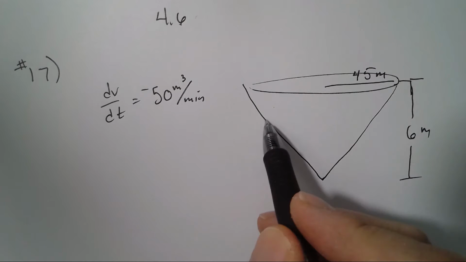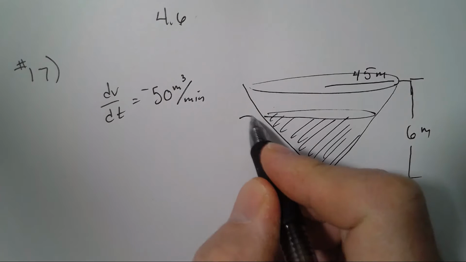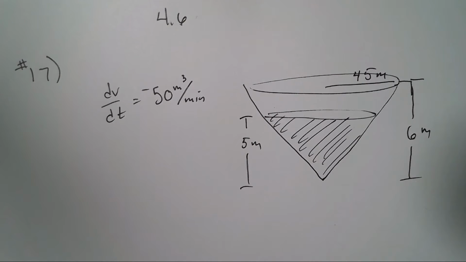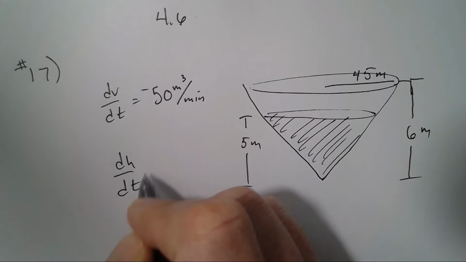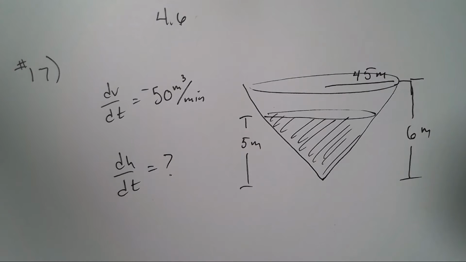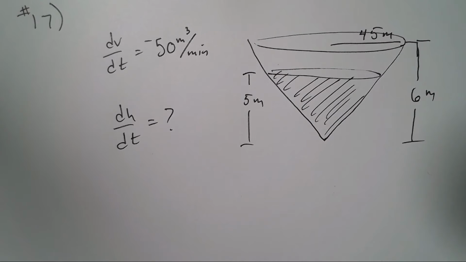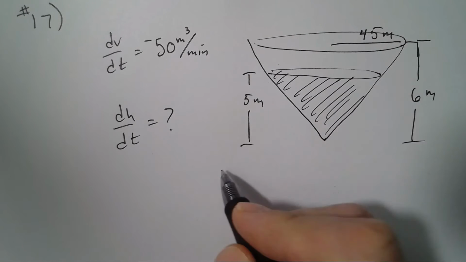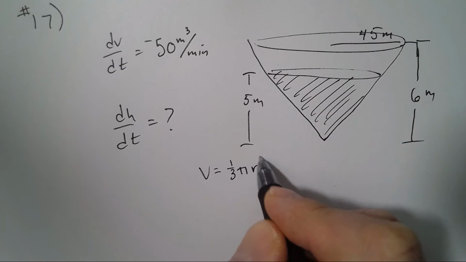So call that 5 meters. We're looking for how fast the water level is falling, so we're looking for dh/dt equals question mark. We have our sketch, and we're dealing with the volume of a cone, so the volume is 1/3 pi r squared h.